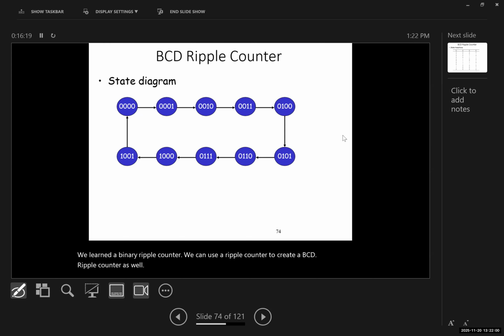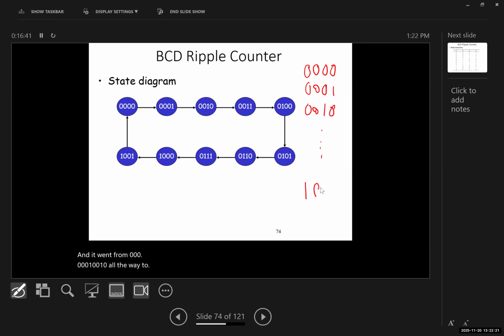And a BCD number, do you remember what numbers were BCD numbers? So BCD was a 4-digit binary, and it went from 0000, 0001, 0010, all the way to 1001. So it was between 0 decimal, 1, 2, to 9. Do you remember this? So BCD was between 0 and 9. And what happened after 9?